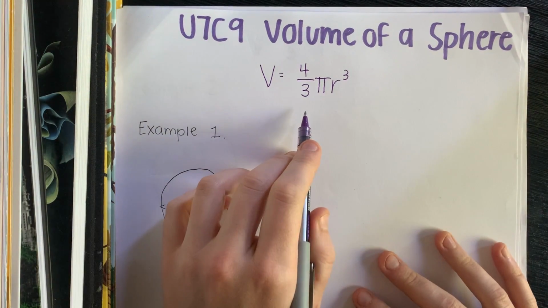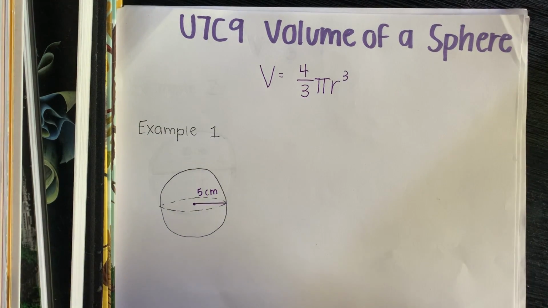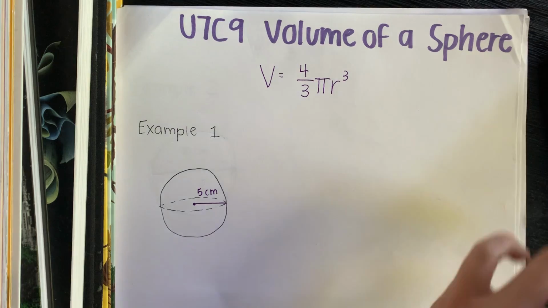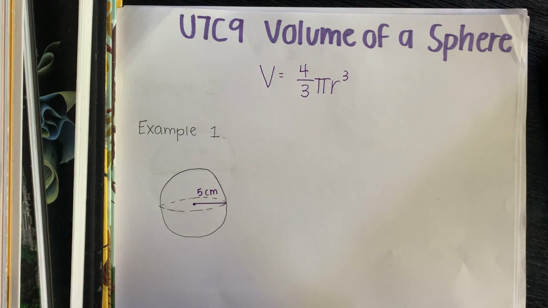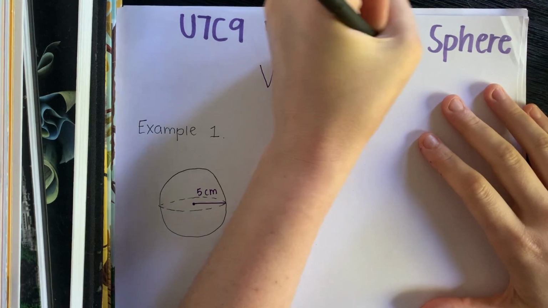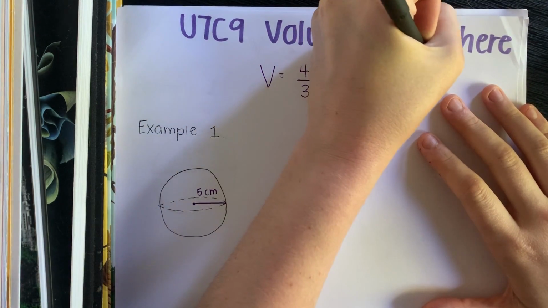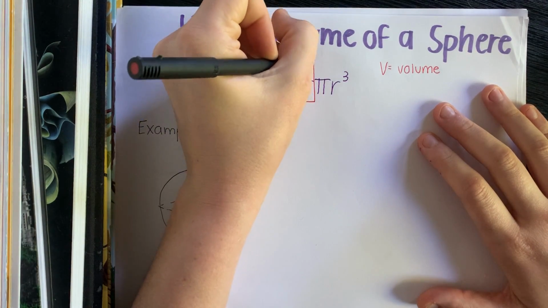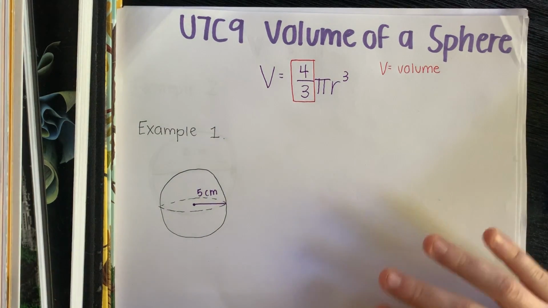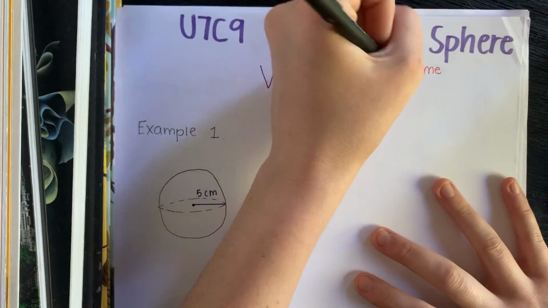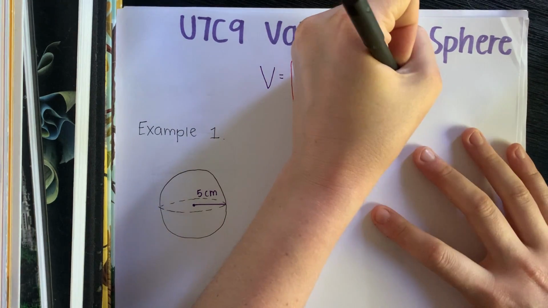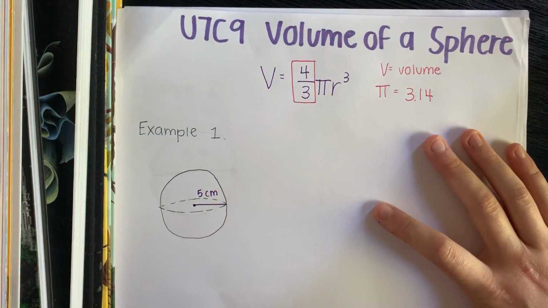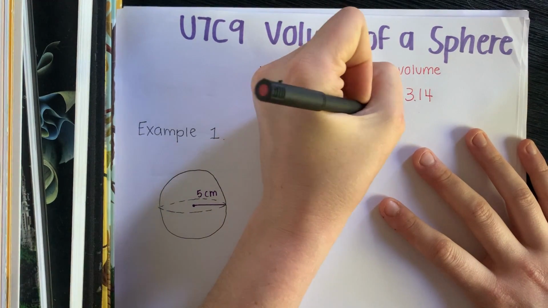So here's my formula. Just like with all my other formulas, we're gonna start by defining the variables. So I'm gonna write it next to my formula. I recommend that you follow along on your paper. So we know that V is always going to be volume. 4/3, we're gonna talk about this in a second. This is gonna be a number that we multiply everything by, so I'm not gonna define that. Pi is gonna be equal to 3.14. And R is my radius.